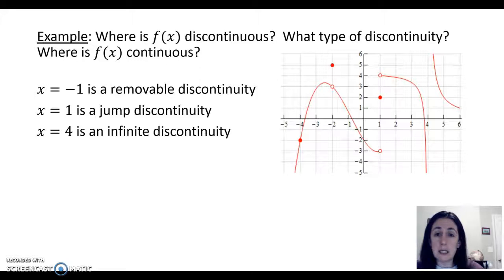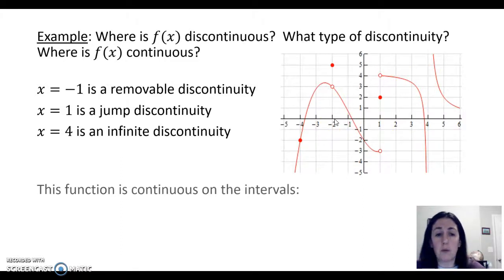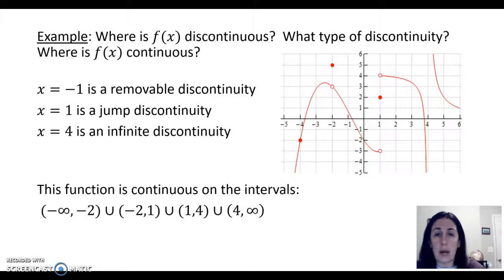Well, where is it continuous? Basically everywhere else. Now notice your limit from the left doesn't equal your function evaluation, neither does the limit from the right. Same thing happens here and here. So you are not continuous from the left or continuous from the right, so we would use all open brackets because we don't have any endpoint continuity.